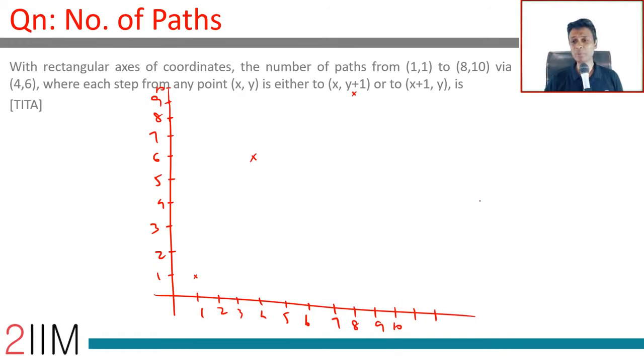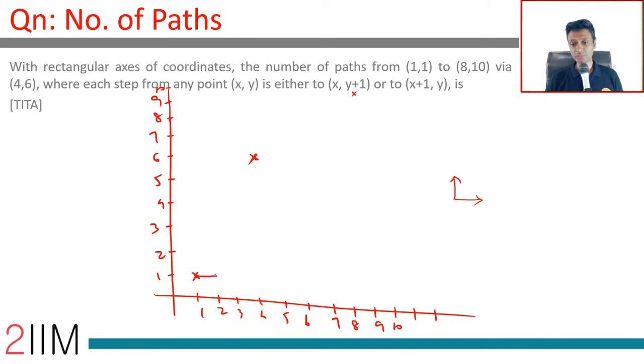Where each step is from a point x, y to either x, y plus 1 or x plus 1, y. This is very simple. From any point, you can either take one step up along a line parallel to the y-axis or one step across parallel to the x-axis. You either increase x coordinate by 1 or increase y coordinate by 1. Right? So first, let us worry about going from 1, 1 to 4, 6. Then we'll worry about 4, 6 to 8, 10. By that time, our method should have been clearer.